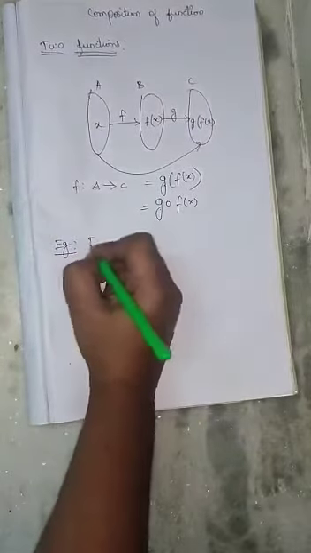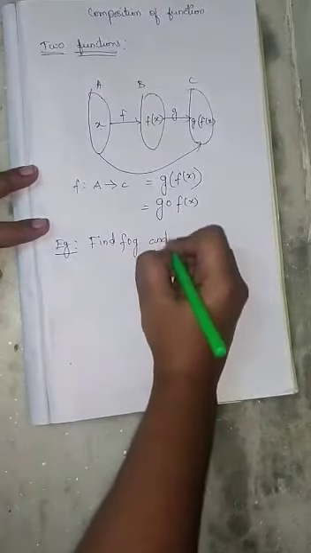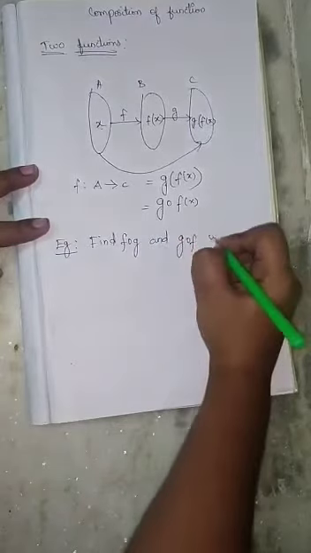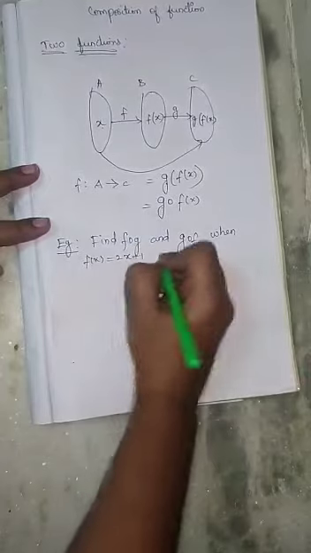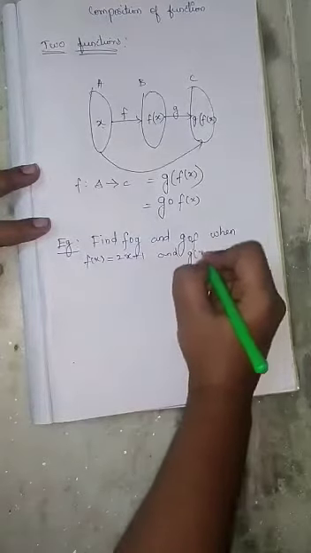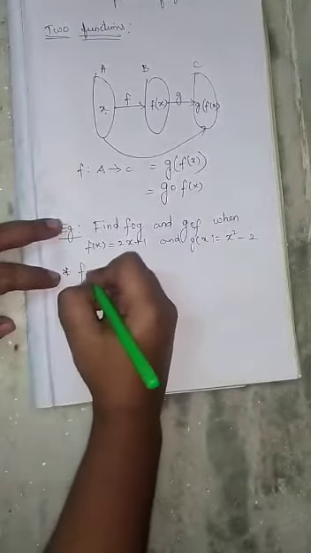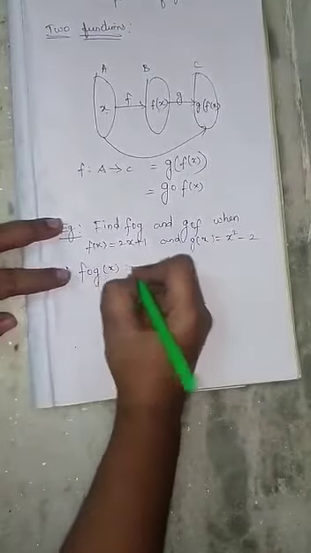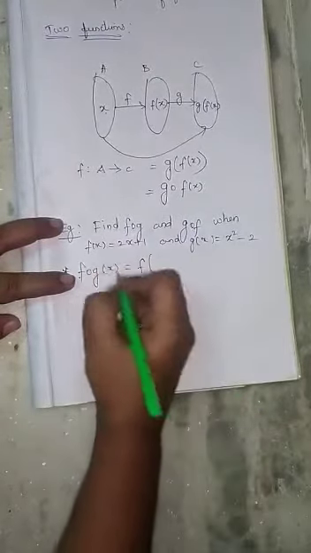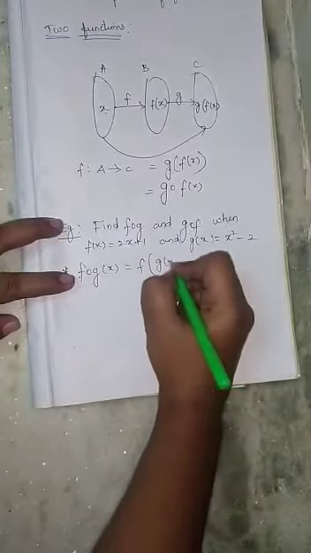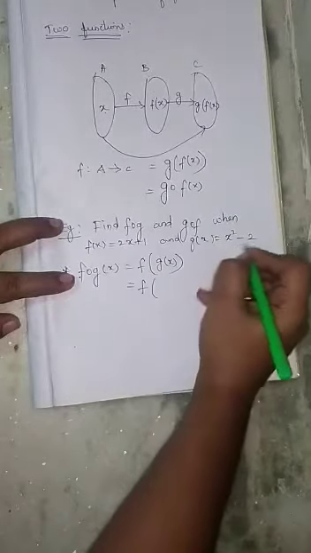First find F of G and G of F when F of X equal to 2x plus 1 and G of X equal to x square minus 2. Okay, first one we are going to find F of G. What function? First they gave F outside, and what is the input they used here? G of X, inside.